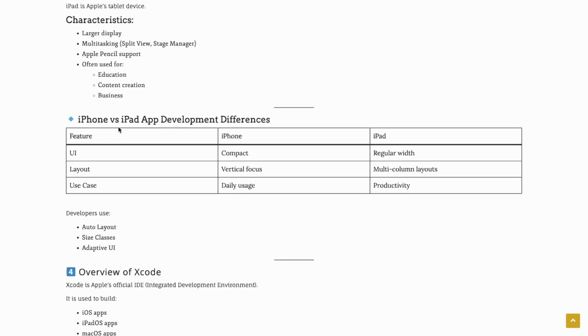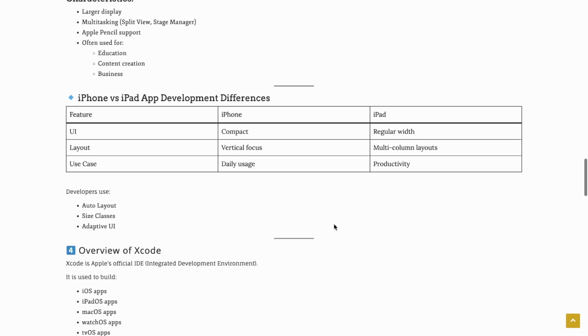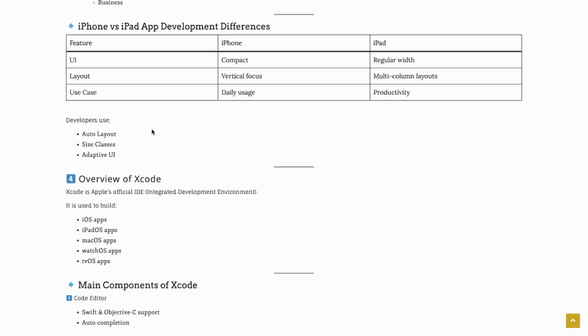Okay, so iPhone versus iPad app development differences. These are the three characteristics: UI, layout, and use case. What is the difference between iPhone and iPad? For UI, iPhone is compact, and iPad is regular width. Layout: iPhone has a vertical focus, iPad has multi-column layouts. Use cases: iPhone is for daily usage, iPad is for productivity. Developers use auto layout, size classes, and adaptive UI.